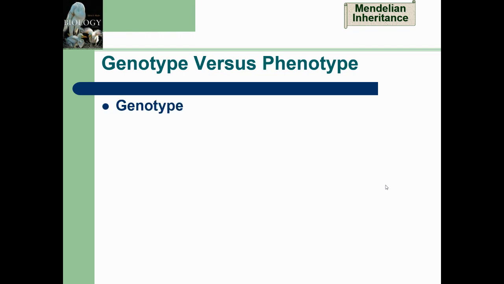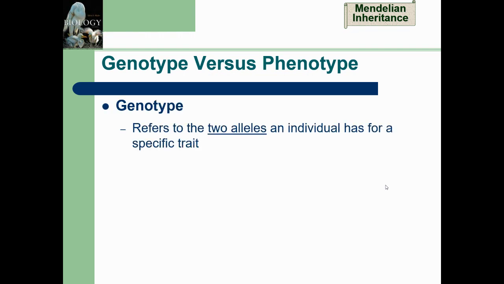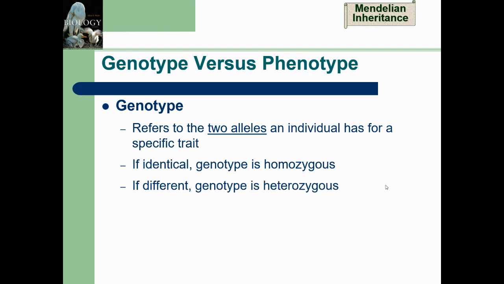So genotype versus phenotype. Genotype refers to the two different alleles an individual has for a specific trait. It does not refer to what the individual looks like. If I have two identical alleles, then I have a homozygous genotype. If they are different, they are heterozygote. If they're homozygous, I have to say which one, homozygous dominant or recessive. If they're heterozygote, it tells me this hetero, different, and this zygote, two different alleles. So I don't have to put a dominant or recessive after that. Heterozygous already tells me what it is.